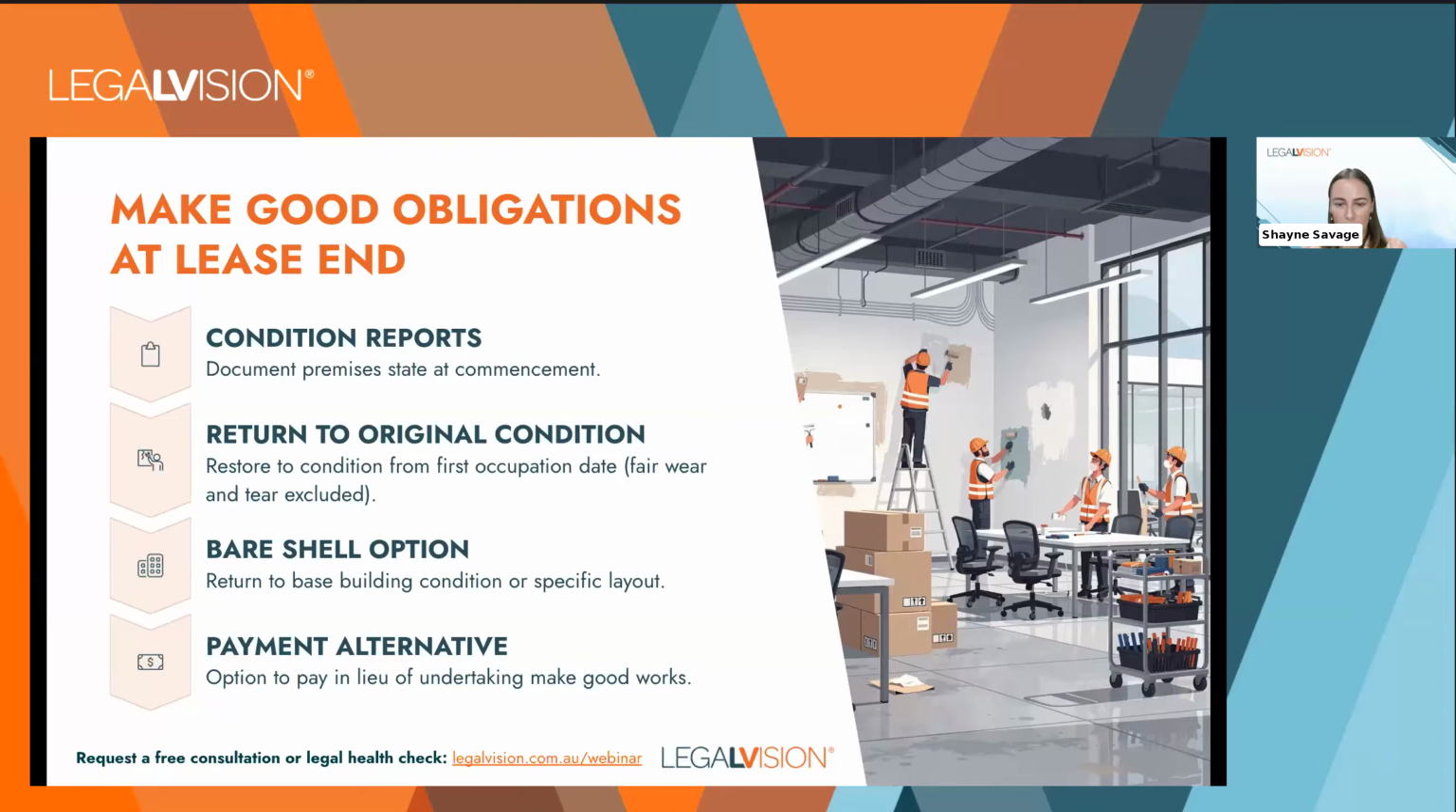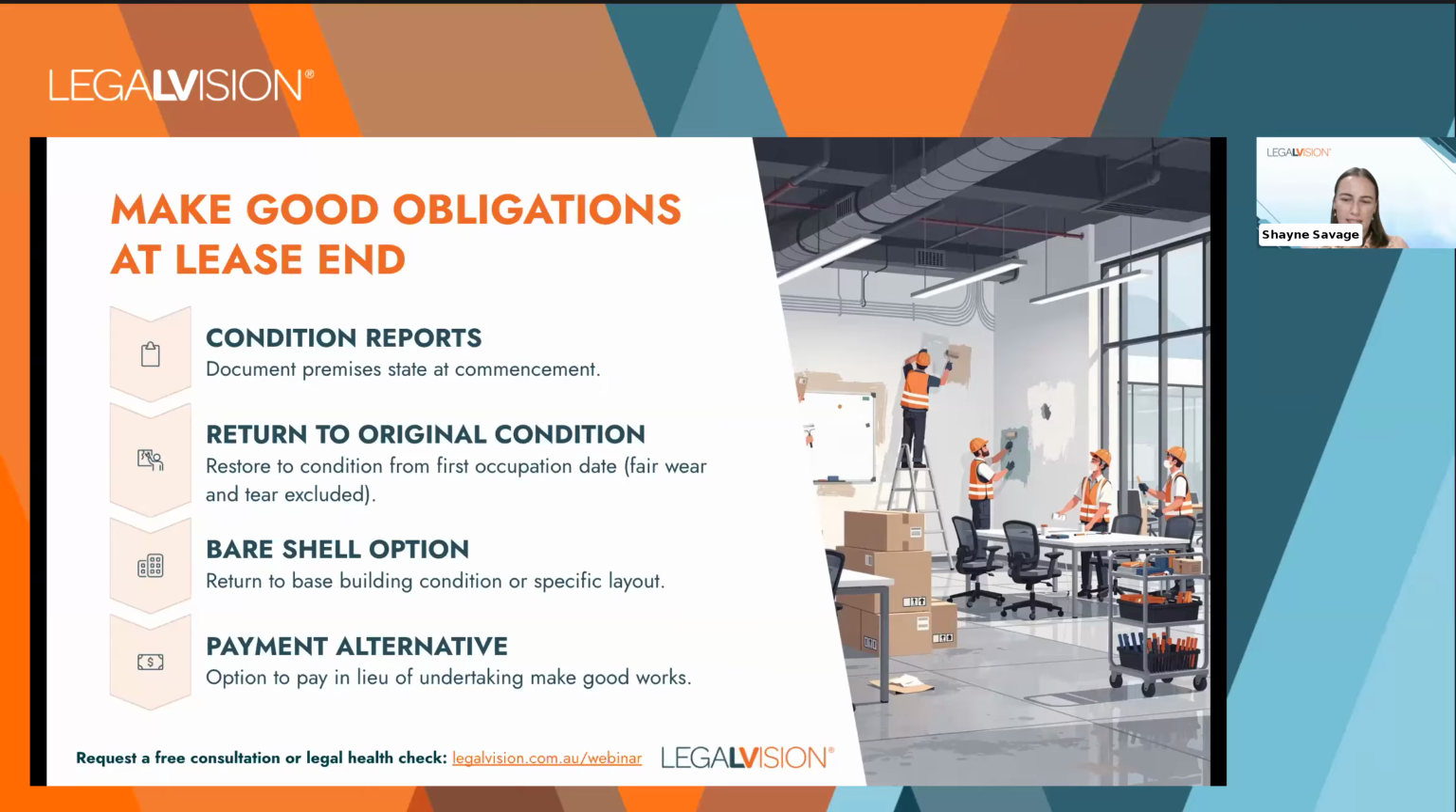Another option is to require tenants to return the premises to a bare shell or base building condition, or if there's a specific layout that you may require. And then this would require the tenant to remove all of its fit out at the end of the term, whether it was installed by you, for instance, or them. And then they would need to leave the premises bare. And then it is ready for a new tenant to come in and make the premises their own if they have a large fit out.